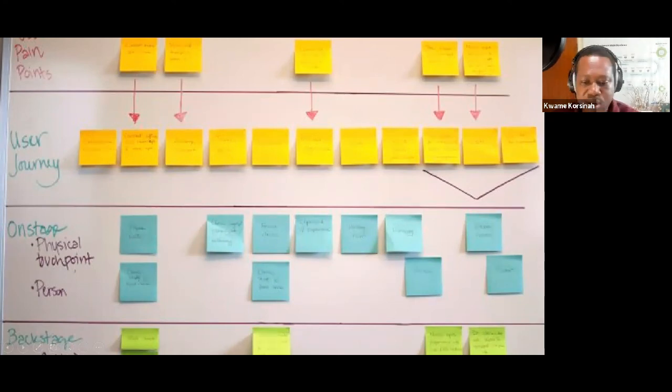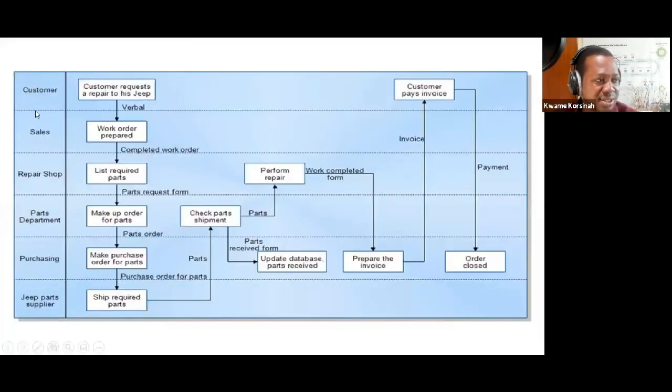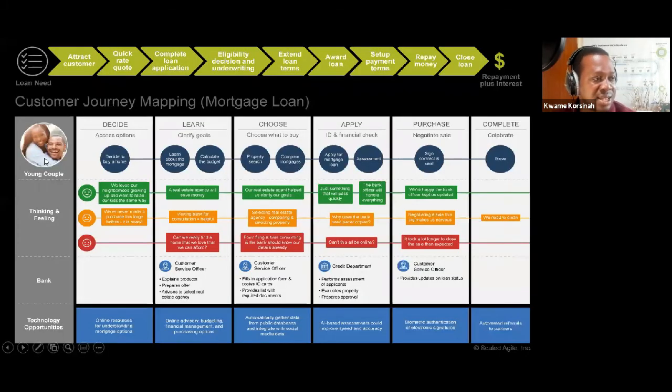And if you take a look at this as well, what they've done is the customer, the sales, which could be the organization, the repair shop, parts, purchasing, and the supplier, and I would like to add the systems and the processes involved. It's a form of process mapping, but here we're focusing on the customer. Similar to what we can see here, you see the people, their feelings, the bank, which is the organization, and the systems, which is the technology that impacts the whole process.